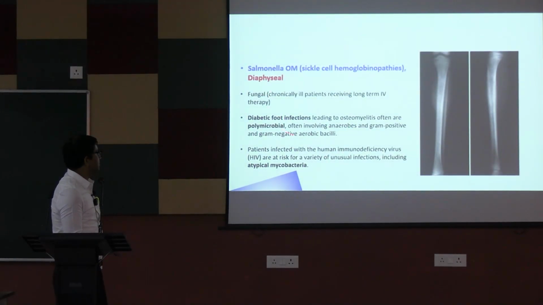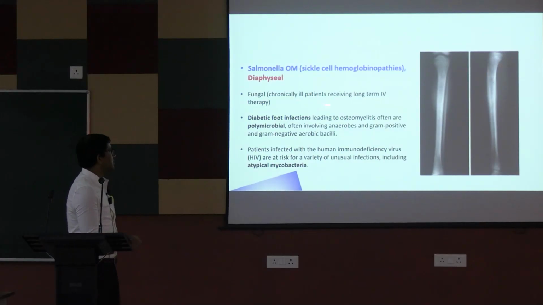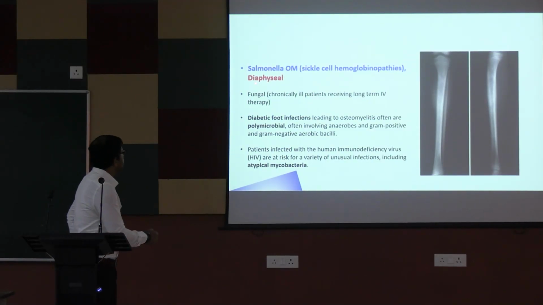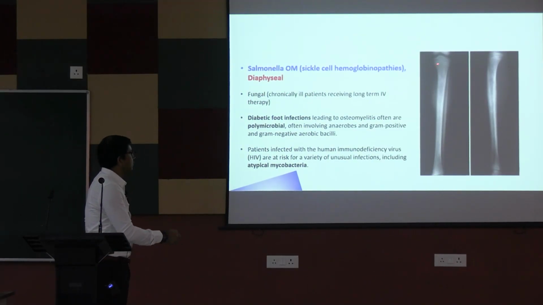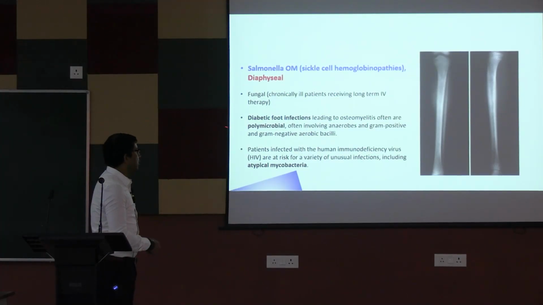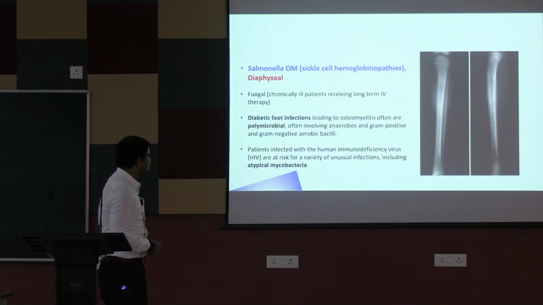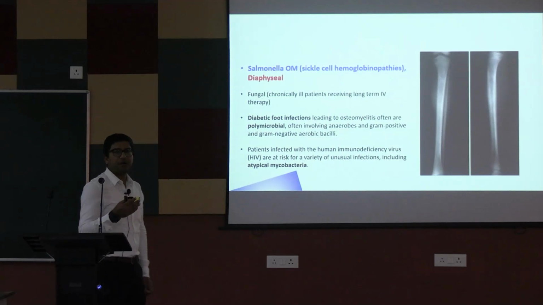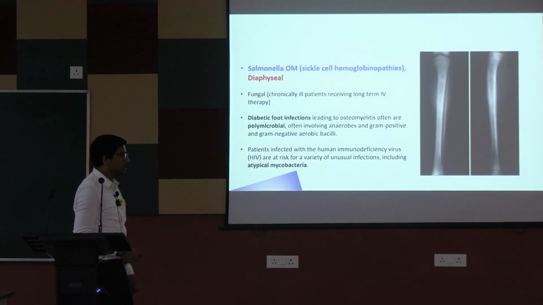And what are the special circumstances? In patients with sickle cell anemia, Salmonella osteomyelitis is common. And what are the special characteristics? This osteomyelitis involves the diaphysis instead of the metaphysis. In diabetic foot, the infection is polymicrobial in nature. They have gram-positive, gram-negative and anaerobes. In patients who are immunocompromised, they have infection with low virulent organisms or atypical organisms like fungi, atypical mycobacteria, etc.